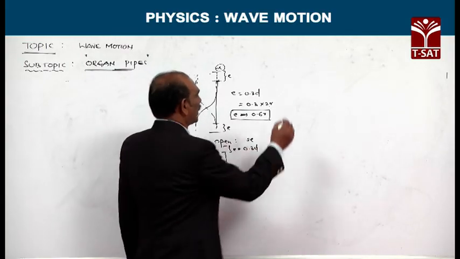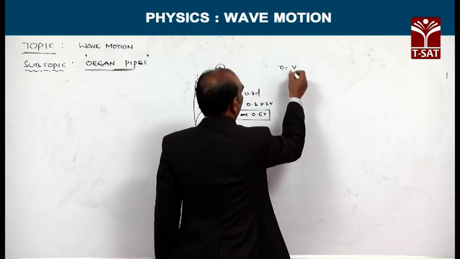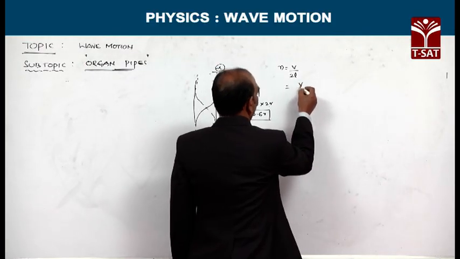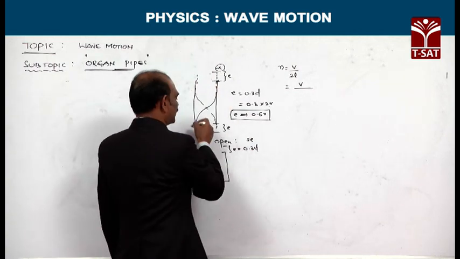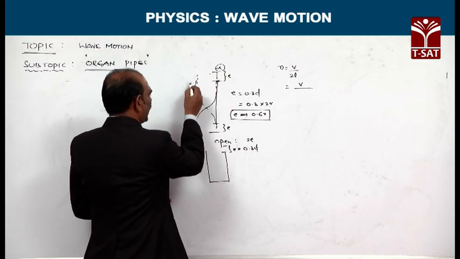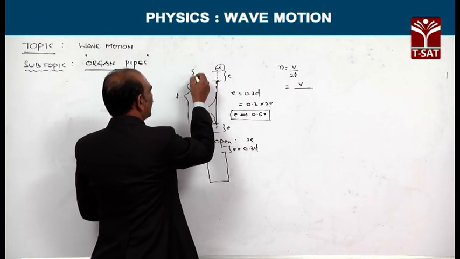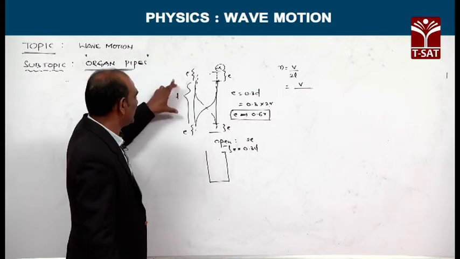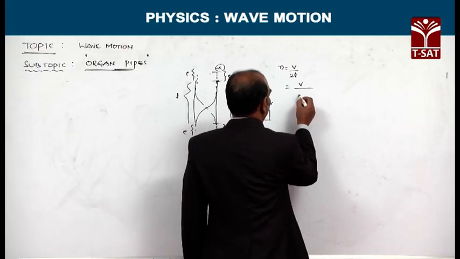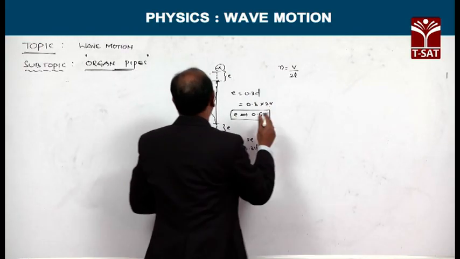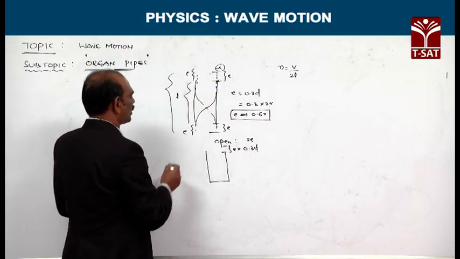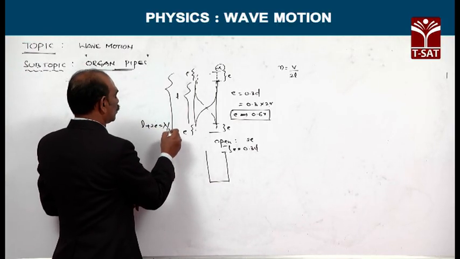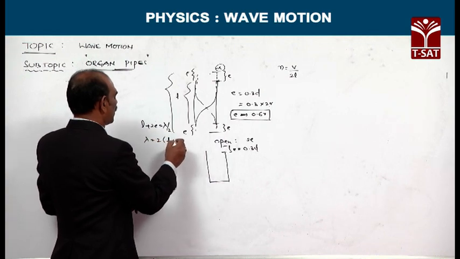And we know that the fundamental frequency of the open pipe is N equals V by 2L from the earlier discussion. Now, this is equivalent to V by the total length. The actual length of the pipe is L plus the end correction E, together the total length can be written as L plus 2E. So this complete length, L plus 2E, is equivalent to lambda by 2. From this, lambda is equivalent to 2 times L plus 2E.